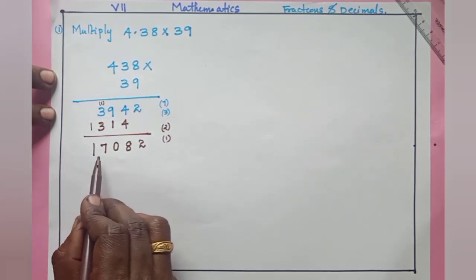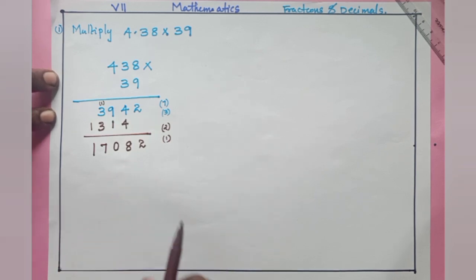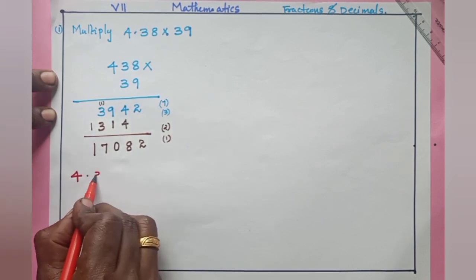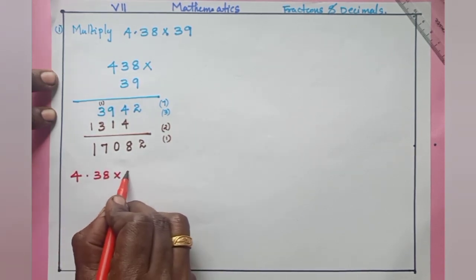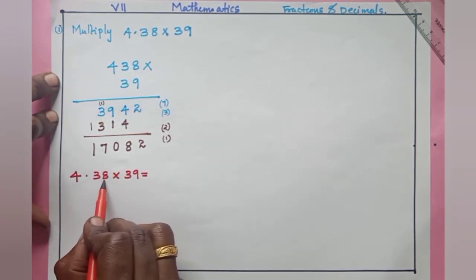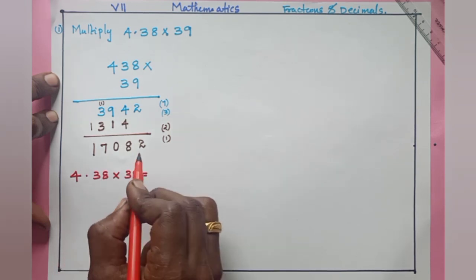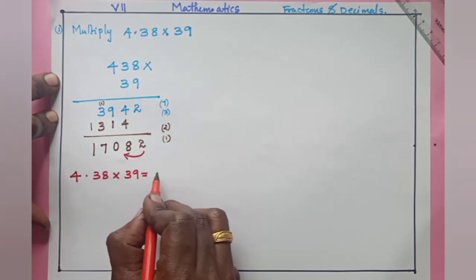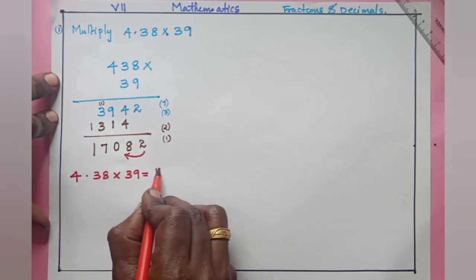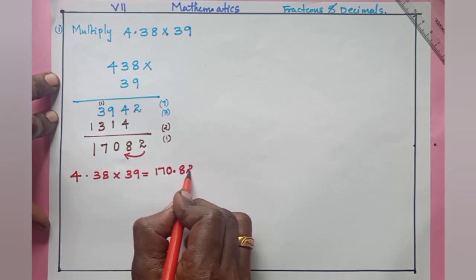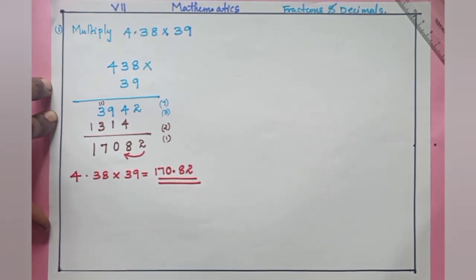So we get 17,082. But the question is the decimal number 4.38 into 39. So the multiplicand has 2 decimal places. Change into 2 decimal places. So we get 170.82. Okay.